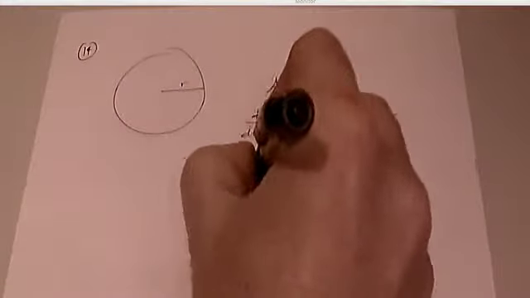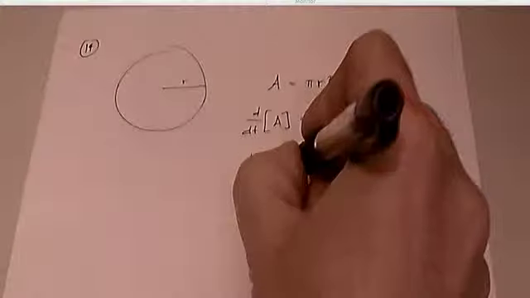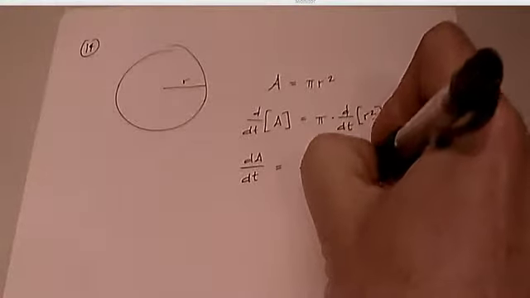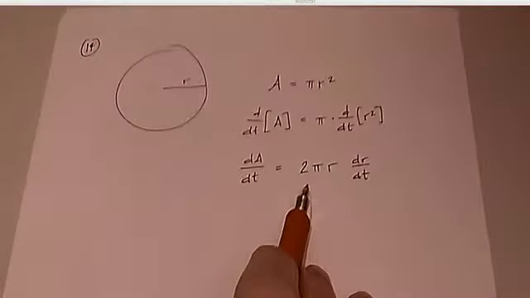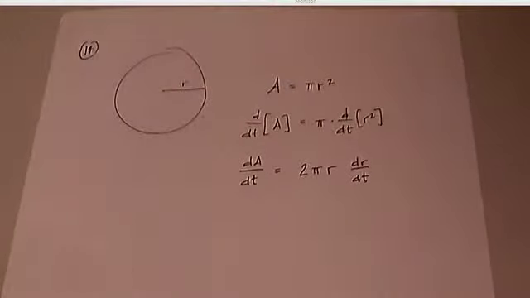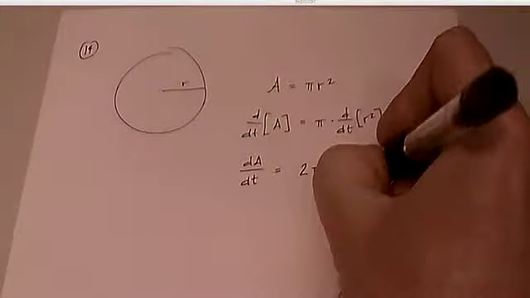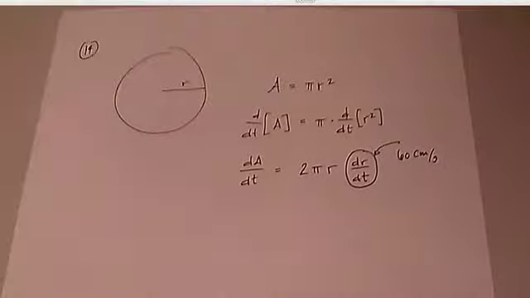And this winds up giving me dA/dt, the rate at which area is changing with respect to time, is equal to 2 pi r dr/dt. Okay? Isn't it kind of interesting that when you go from 2 dimensions down to the first, the area turns into the circumference formula right here? That is rather interesting. Now, I know I've been told that dr/dt is 60 centimeters per second.